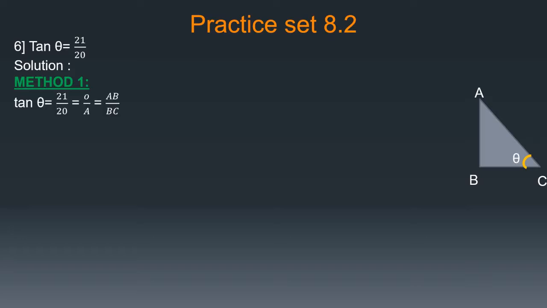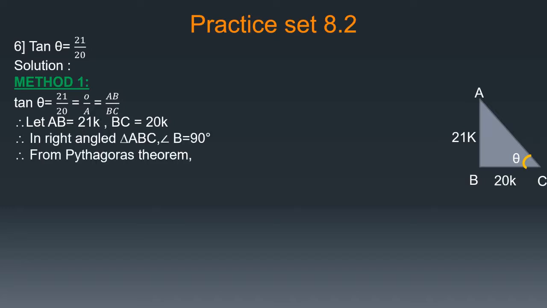So tan theta is given in the question, that is 21 upon 20. The ratio of tan theta is opposite upon adjacent here. So the opposite side is AB and the adjacent side is BC. Let us consider AB as 21K and BC as 20K. We are going to find out the remaining third side. In order to find the remaining third side, we can use Pythagoras theorem, as this triangle is a right angle triangle. So according to Pythagoras theorem, AB square plus BC square is equal to AC square.